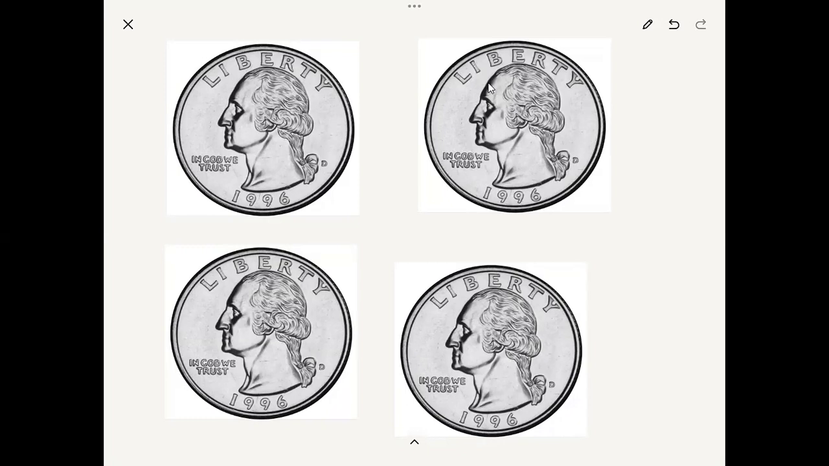Now, some people will say, that's kind of semantics. They are equal. I say, no, I don't think it's just semantics. They're not equal, but they are equivalent.